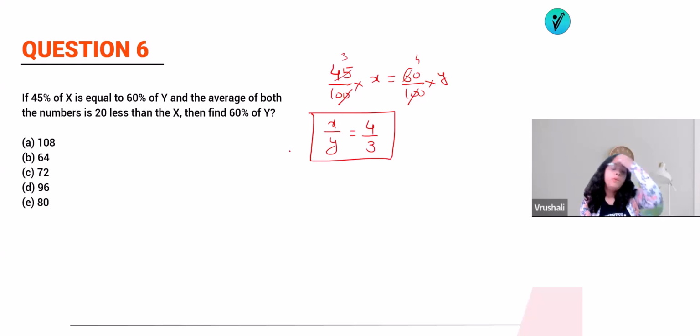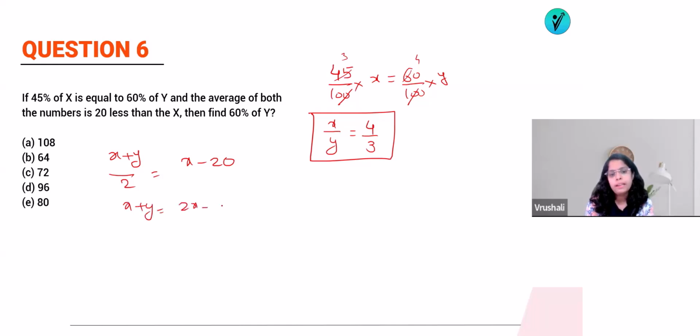Then what we know, the average of both the numbers is 20 less than X. So average will be what? X plus Y divided by 2 is equal to X minus 20, 20 less than X. So this 2 will go to that side. So X plus Y is equal to 2X minus 40. So 2X minus X, X will be equal to Y plus 40. This is the equation we get.